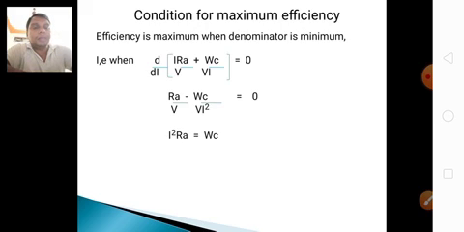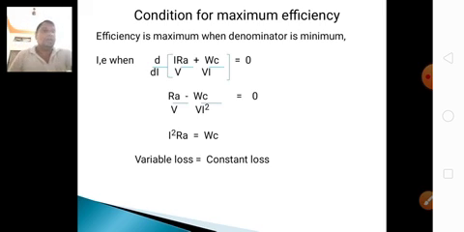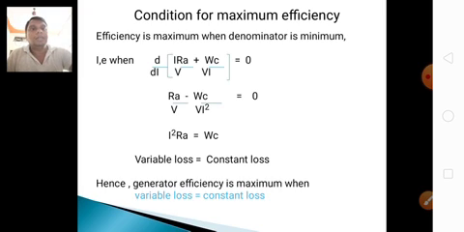That is the variable loss. Variable loss is equal to WC, which means constant loss. So the condition is: when variable loss is equal to constant loss, the efficiency will be maximum. Hence the generator efficiency will be maximum when variable loss is equal to constant loss.